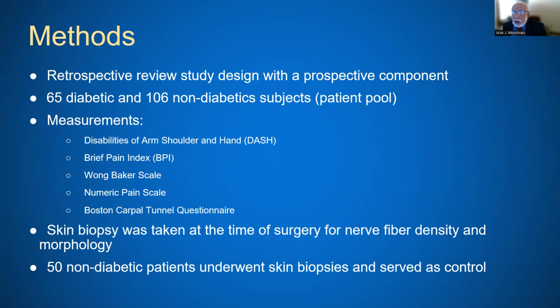A prospective review study design with a prospective component was carried out. 65 diabetic and 106 non-diabetic patients constituted our patient pool.